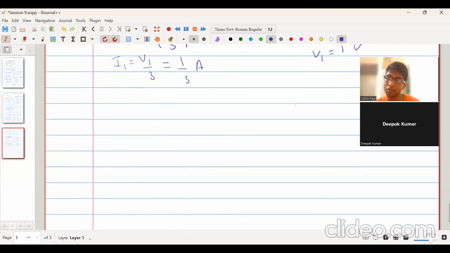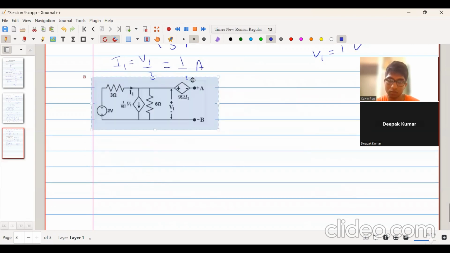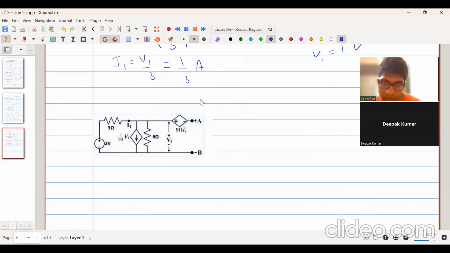Now we want to find the Norton current. For the Norton current, we short this terminal, so there will be a current flowing like this. Call it the current IAB or I0. Now we apply KVL. We get 2 volt minus 3 into I1 minus V1 is equal to 0. So 2 minus 3 I1 is equal to V1. Any doubts in this?